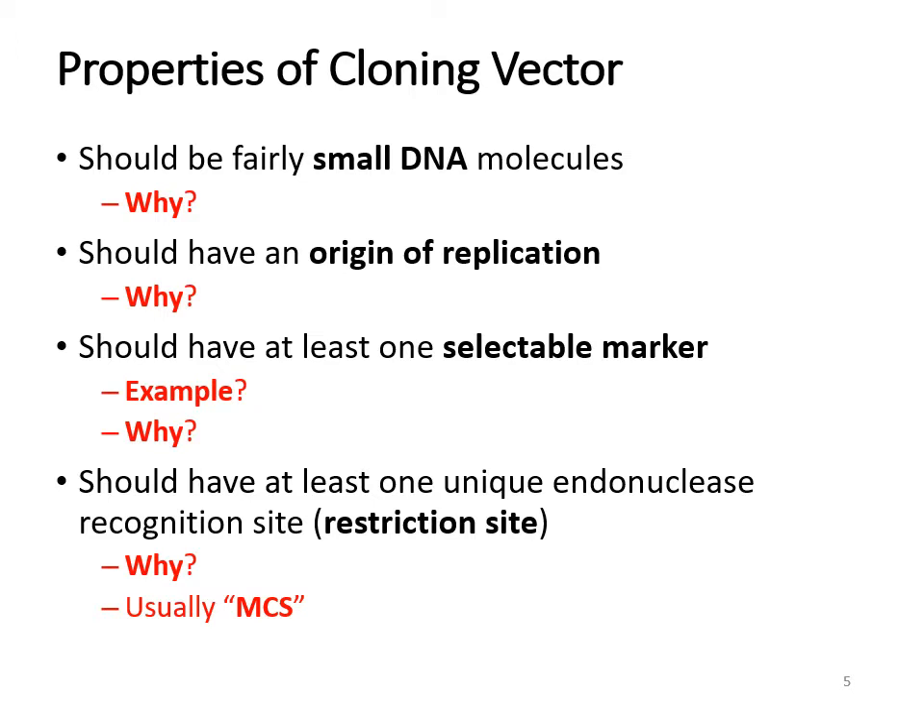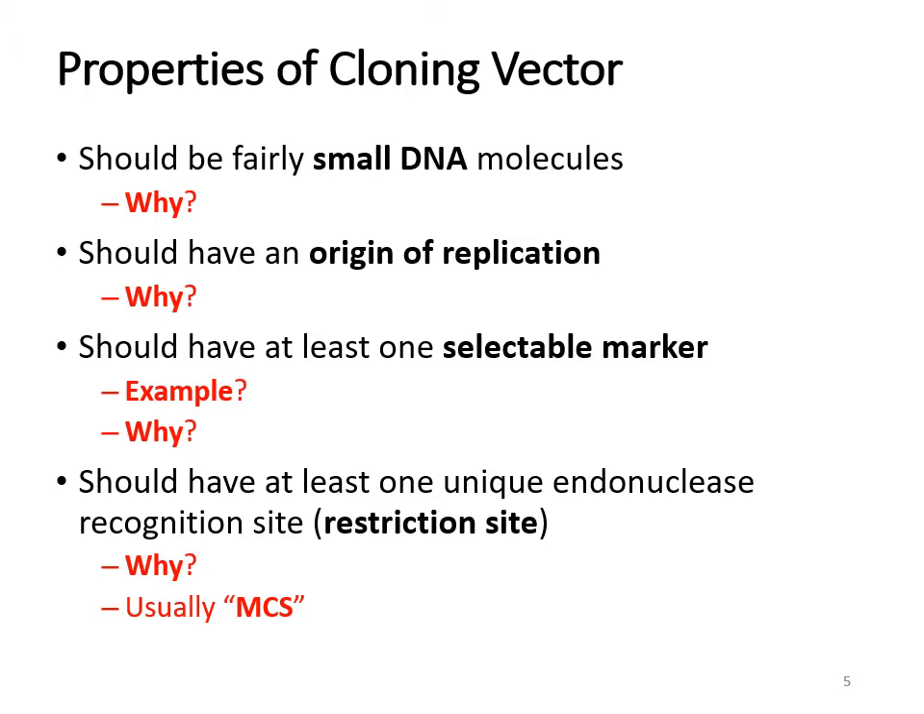The next bullet point we have is that the plasmid should have an origin of replication. Why is that? Well, it's in the name. You want that DNA to be copied and maintained in the bacteria once the DNA has gotten in. Okay, so the origin of replication allows the bacteria to copy and maintain your plasmid genes.